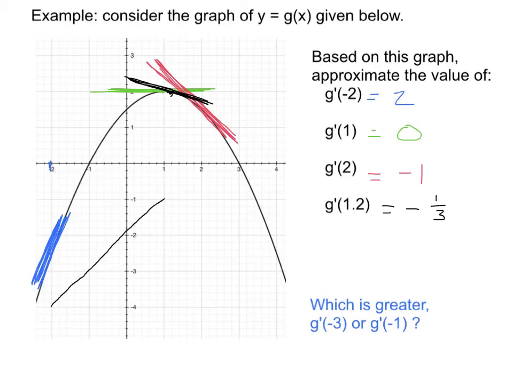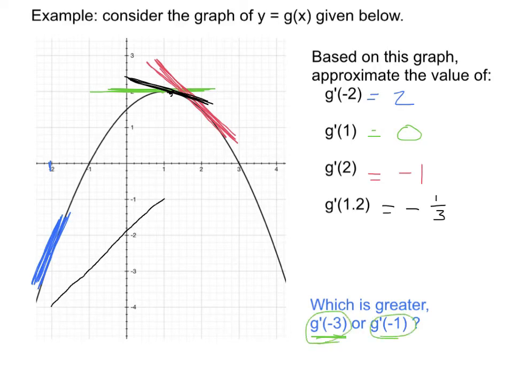And then my last question is one that you need to think about. Which one is greater, g prime of -3 or g prime of -1? And I intentionally made it so that this wasn't on the graph, so that you'd have to think about it, right? I don't want you to compute numbers here, I want you to think, right? Think about the slope at -3 and the slope at -1.